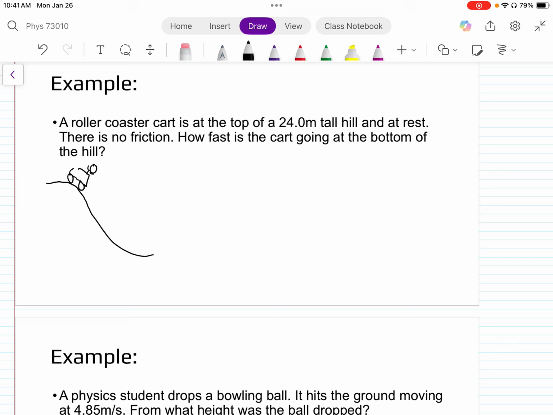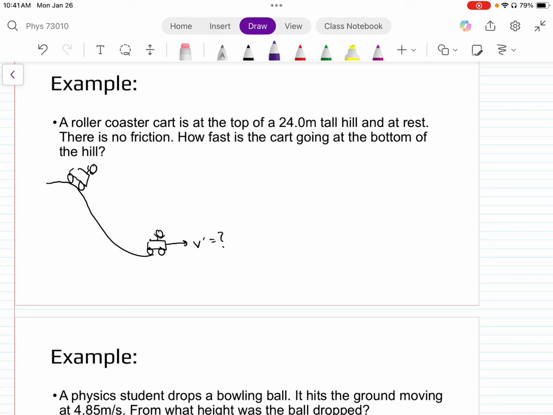There's you on your roller coaster, up high and not moving. Then eventually you end up down here and you're going to be going quick. I want to know how fast you are going down here. Oops, that little apostrophe means later in time. It looks like a completely different question, but we're going to ask ourselves the same questions.